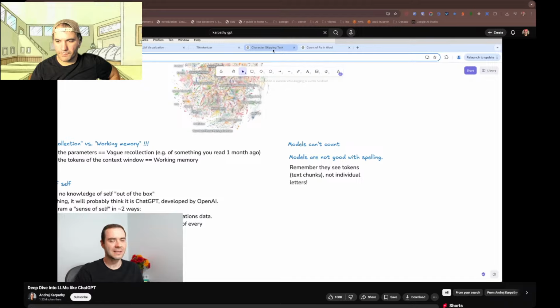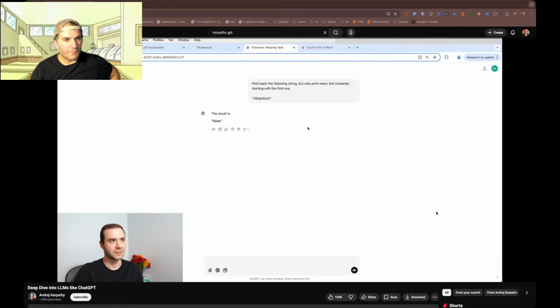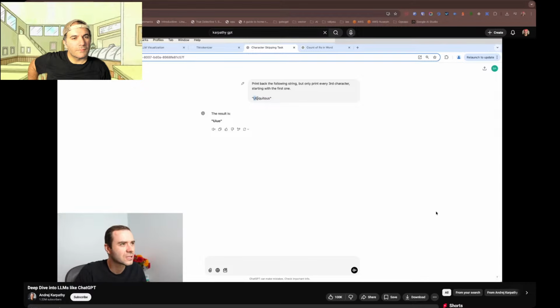And so very simple character level tasks often fail. So for example, I'm giving it a string, ubiquitous, and I'm asking it to print only every third character starting with the first one. So we start with U, and then we should go every third. So 1, 2, 3, Q should be next, and then etc. So this I see is not correct.